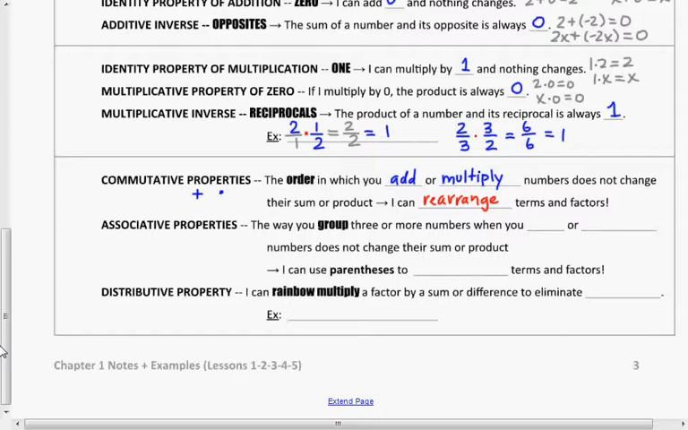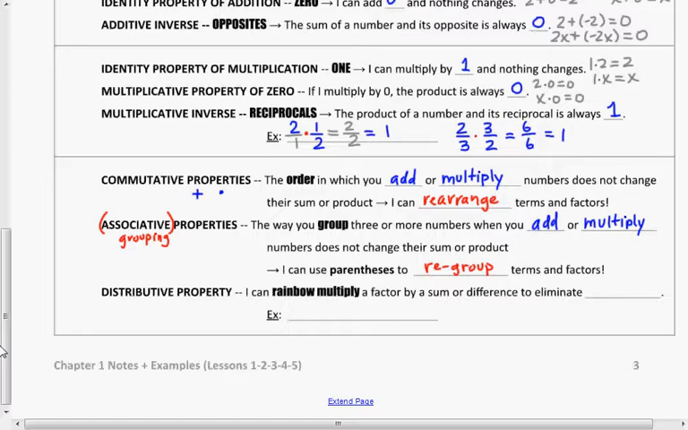The associative properties are like your associates. It's like the group. It has to do with grouping. The associative property says that the way that you group 3 or more numbers when you add or multiply does not change the sum or product. So I like to say it this way. I can use parentheses to regroup terms and factors.